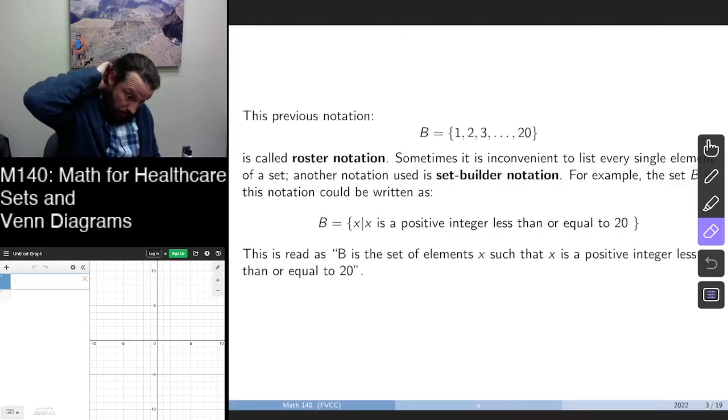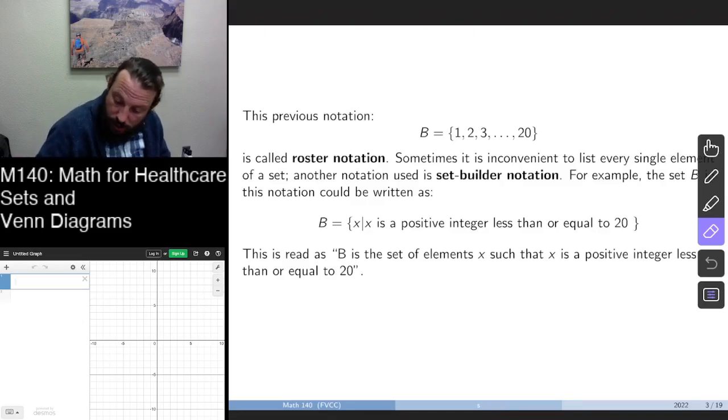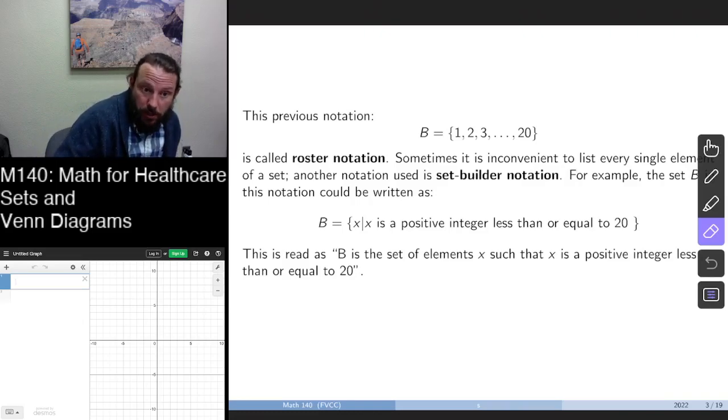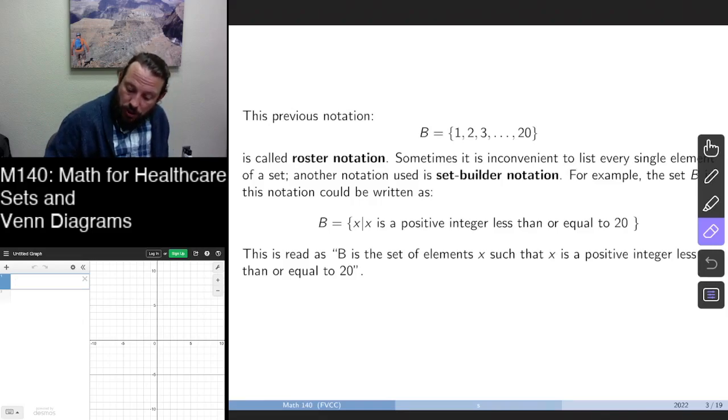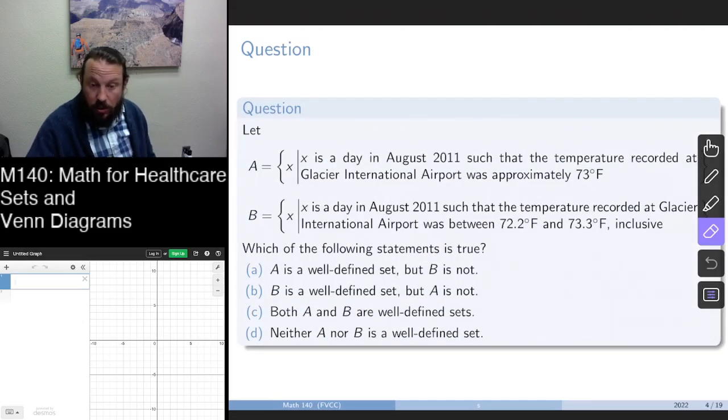Sometimes it's inconvenient to list every element, and we could use set builder notation. For example, our set B can be written like this. This is read as B is the set of elements x such that x is a positive integer less than or equal to 20. And hopefully we see how that gives us the set B that we saw in roster notation. Take a minute, take a look at these two. Which one of these is a well-defined set?